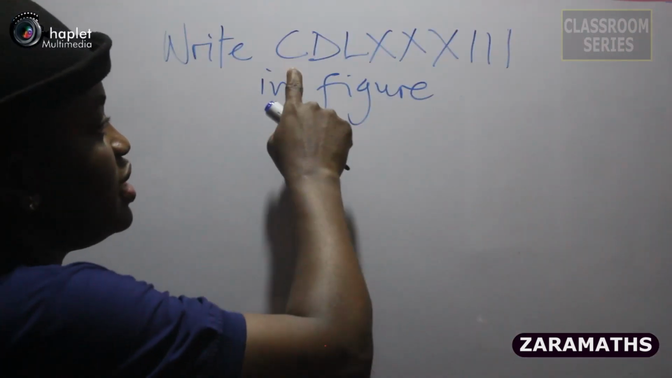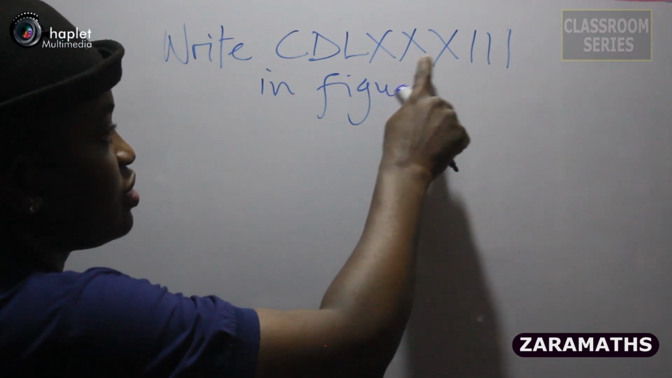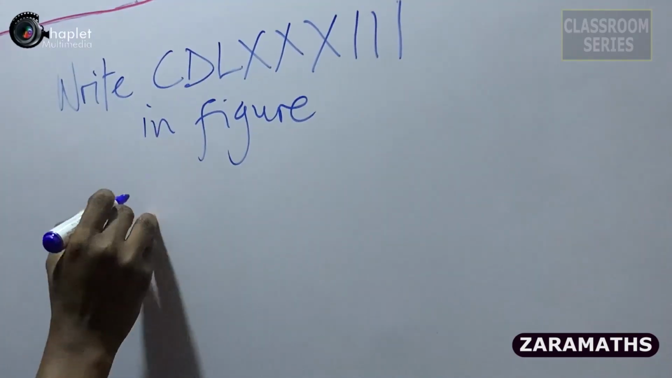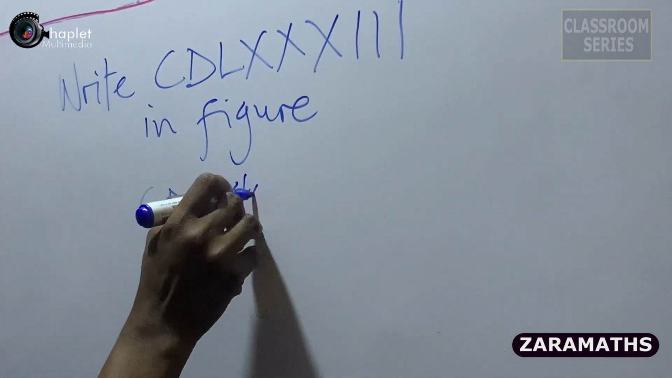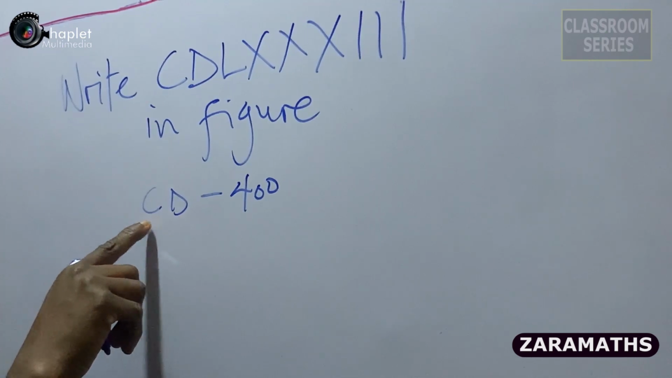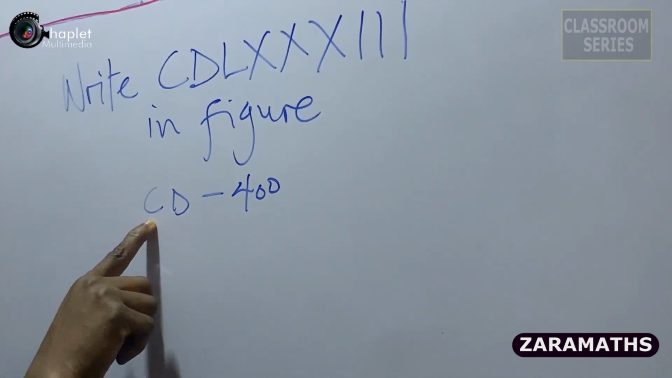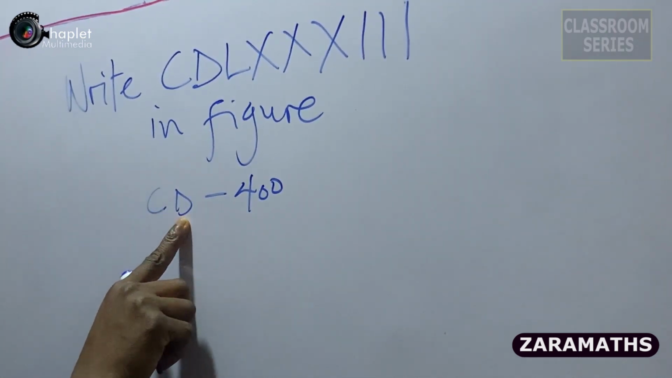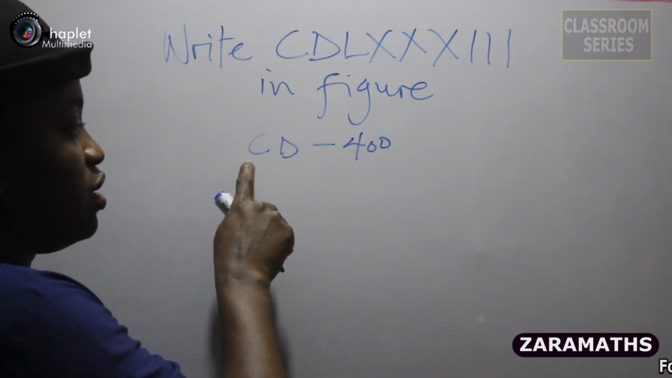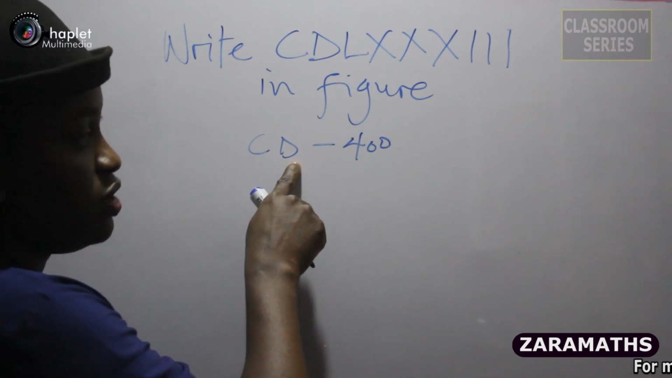You want to write CDLXXXIII in figure. CD is 400. How? 500, 100. C is before D. D is a larger number. So we are subtracting 100 from 500.